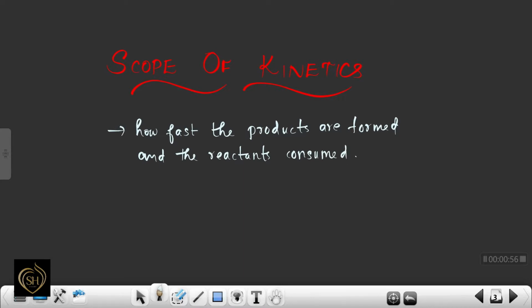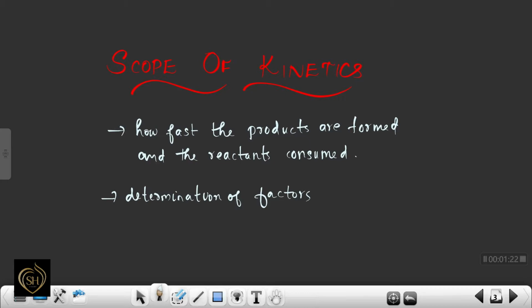It also gives an idea of the factors. The study of chemical kinetics is highly useful in determining the factors which affect or influence the rate, maximum yield, and conversion in industrial processes.